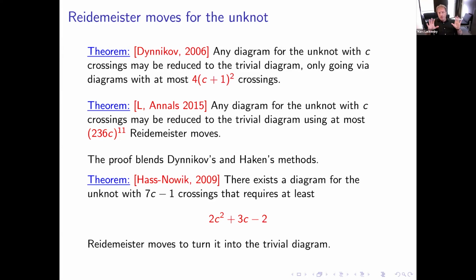So now the situation for the unknot is quite satisfactory: polynomial upper and lower bounds on Reidemeister moves. They don't have the same degree, and so it's not clear exactly where the truth lies. It's certainly the case that you can improve my degree 11 down to 10, but I don't know how to do any better than that.